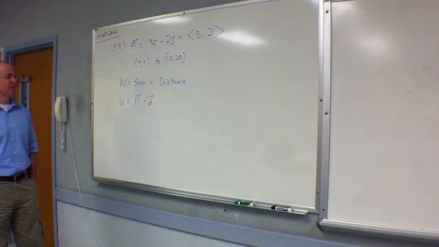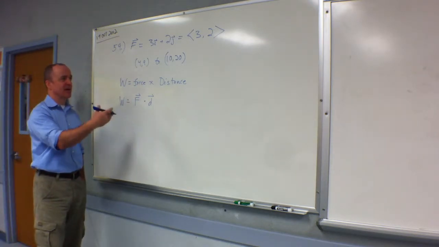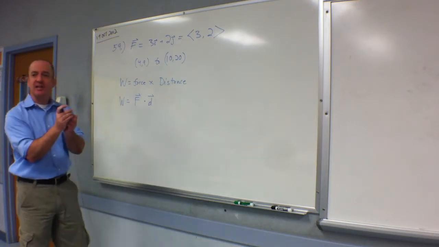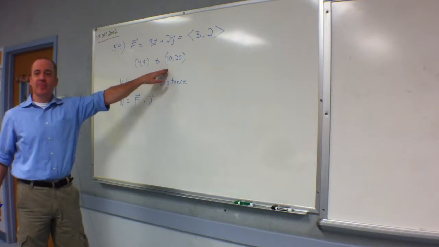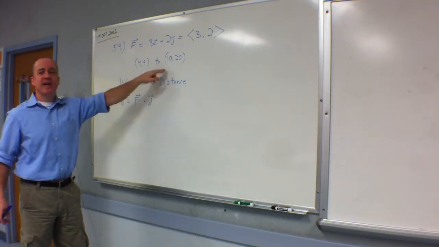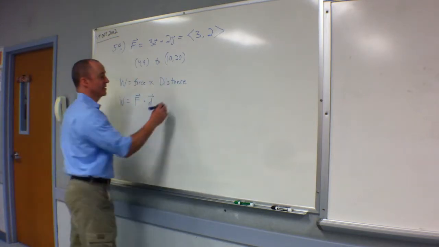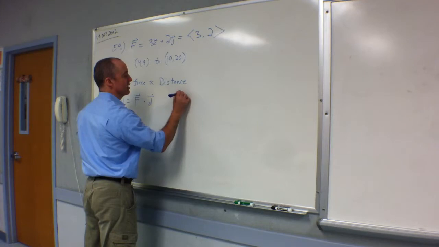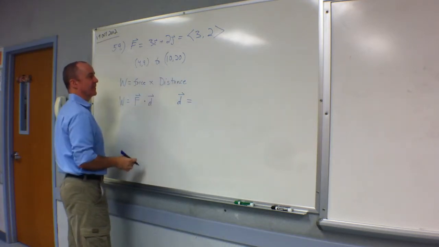Now we're given the force as a vector. Are we given the path along which the force is applied? I mean, you're pushing on this object and it's moving a distance. Were we given this as a vector? No, it's going from point A to point B. Can we turn that into a vector? Yeah. What is the vector that connects this point to this point? How would we find that?